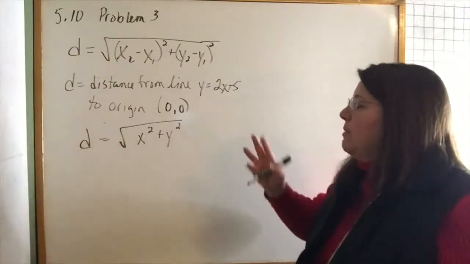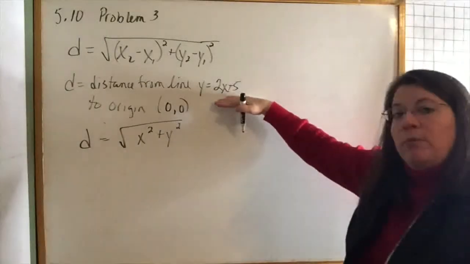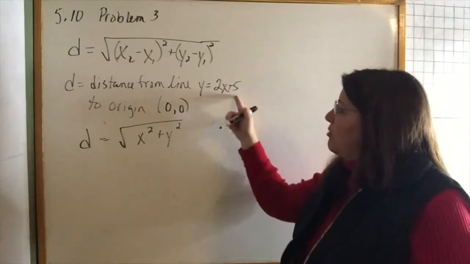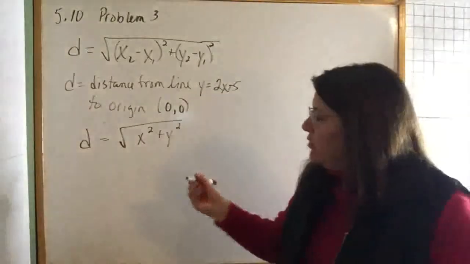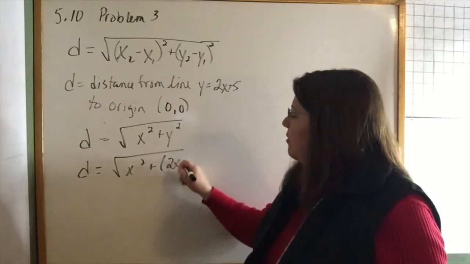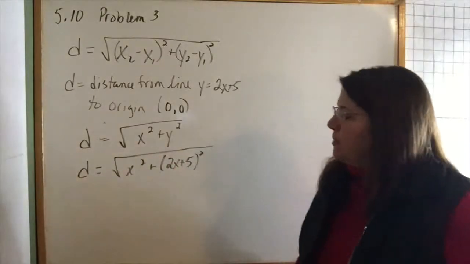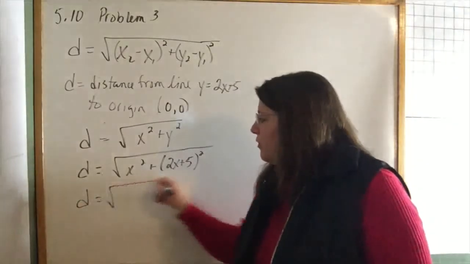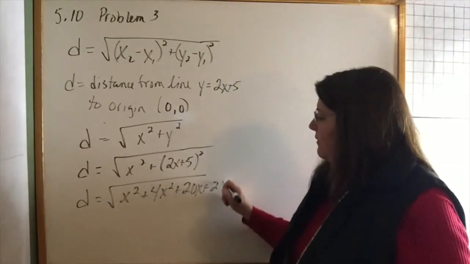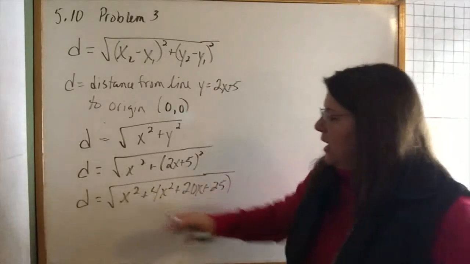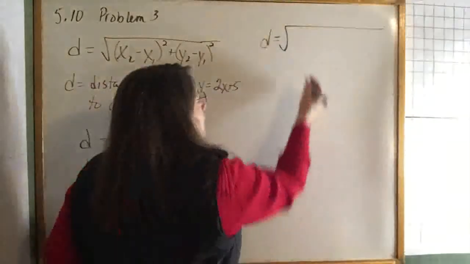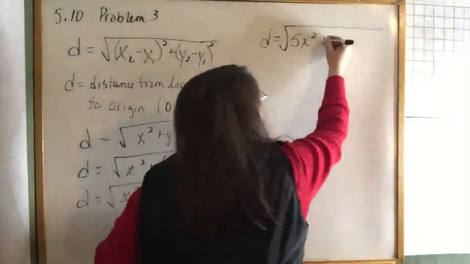I have a primary equation here, and my secondary equation will be the equation of the line. Since I know that 2x plus 5 is equal to y, I can just substitute it in here. So my distance is equal to the square root of x squared plus (2x plus 5) squared. Then it's just a matter of simplifying. So d equals the square root of x squared plus 4x squared plus 20x plus 25. That gives me a final equation that needs to be minimized. My primary equation would be d equals the square root of 5x squared plus 20x plus 25.